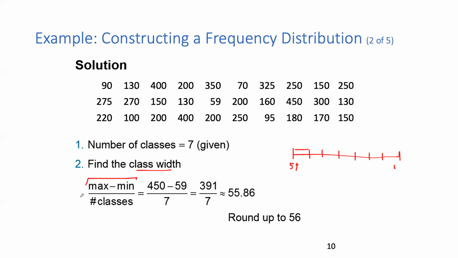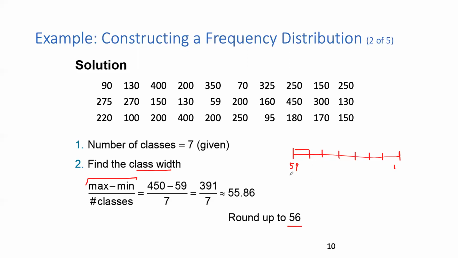In this case, if I take 450 minus 59 over 7, that's 391 over 7, that's 55.86, and I can just round it up to 56. If it's greater than 0.5, like 55.5, then I'll round up to 56. If it's less than 55.5, then I'll round it down to 55, okay? So that tells me the size.